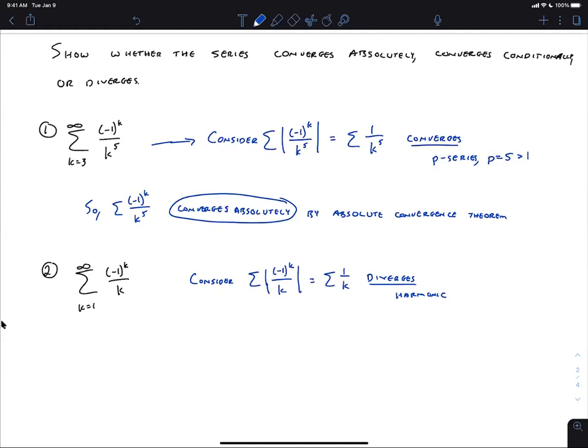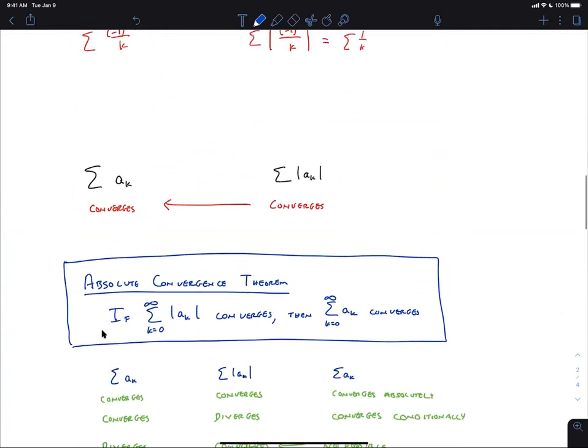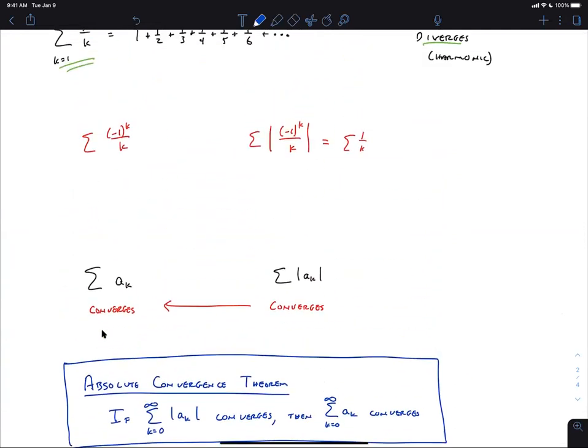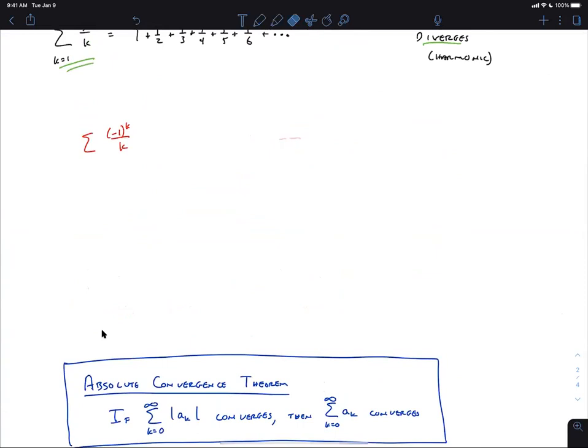Okay, so we're going to come back and finish this problem in a minute, but I want to talk about what's called the alternating series test next, and I'm going to squeeze that in up here. And so the alternating series test says this.